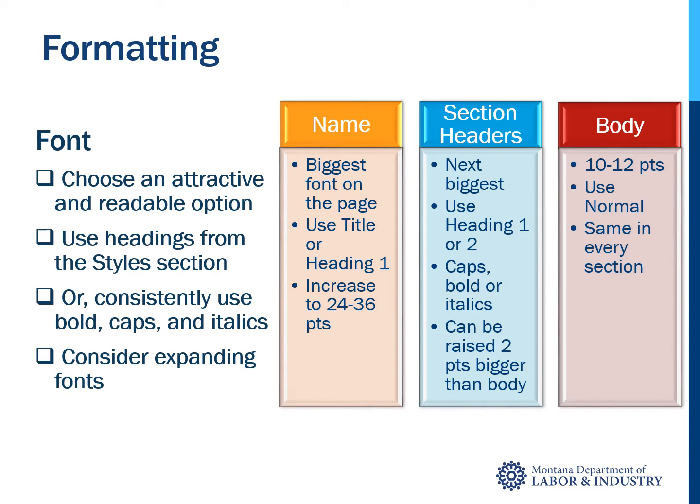As far as font is concerned, choose something attractive yet conservative. It should be easy to read, not too small and not too large. Headings from the Style section of the Home tab in Microsoft Word work really well for section headers, although it's also acceptable to use bold, caps, or italics. Just be sure to be consistent in the use. For instance, use all section headers in bold or all section headers in caps, whatever you choose, and just make sure it's consistent throughout your document.